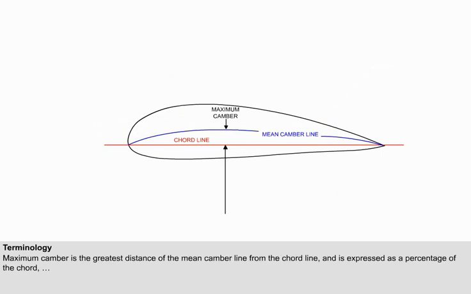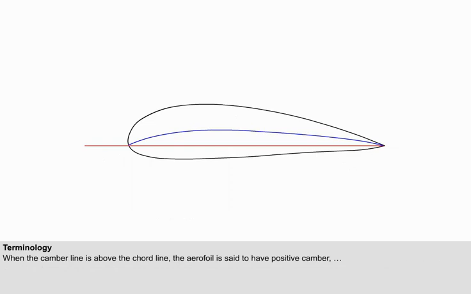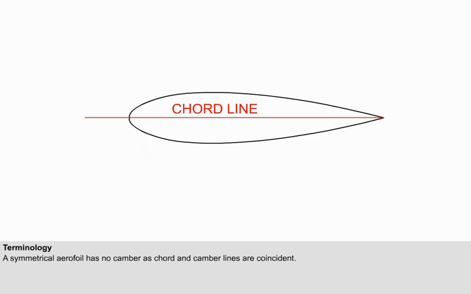Maximum camber is the greatest distance of the mean camber line from the chord line, and is expressed as a percentage of the chord, and its location along the chord line as a percentage of the chord measured from the leading edge. When the camber line is above the chord line, the aerofoil is said to have positive camber, and when it is below, negative camber. A symmetrical aerofoil has no camber, as chord and camber lines are coincident.